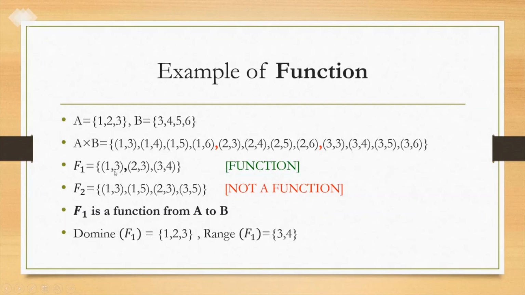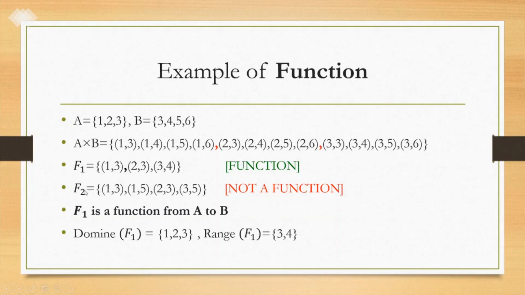Because every element, right, 1 has image 3, 2 has image 3, 3 has image 4. So every element 1, 2, 3 has an image. What is the image of 1? 3. What is the image of 2? 3. What is the image of 3? 4. So every element in A has an image. Now 1 has how many images? Only one image, 3. 2 has how many images? Only one image, 3. 3 has how many images? Only one image, 4. So which means what? It's a relation from A to B, and every element has an image, and that image is unique. So F1 is a function from A to B.